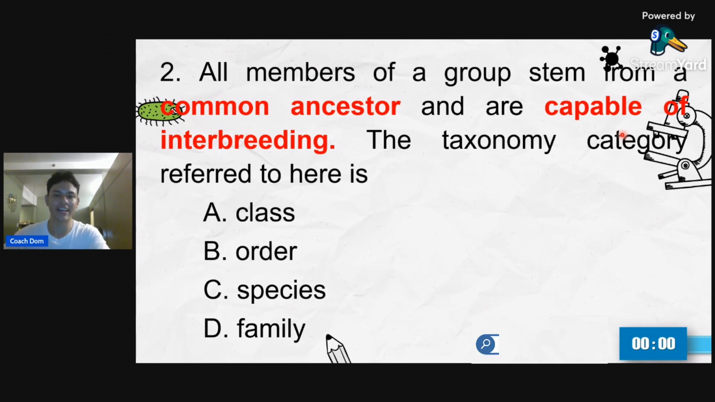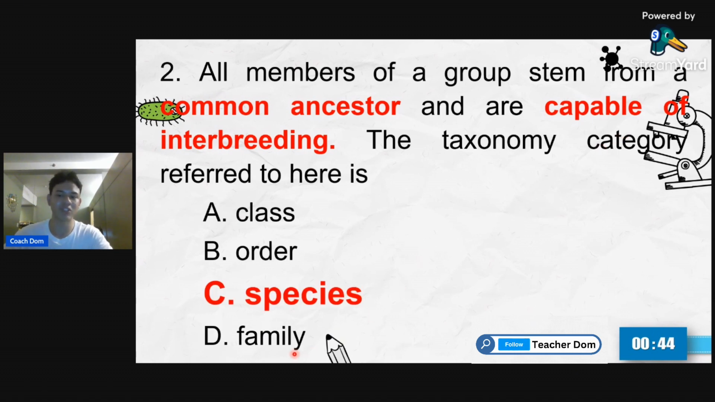Correct answer here, that is letter C, species. Sa biology po, when you say species, this is a classification comprising a related organism that share common ancestor or common characteristics and they are capable of interbreeding. So this is the concept in biology and also this is related to the fields of study. That's why our answer here is letter C, species.